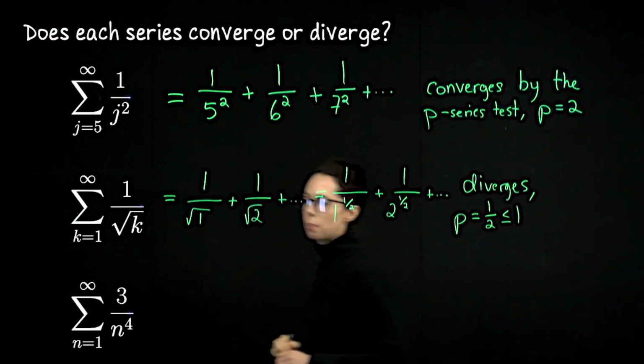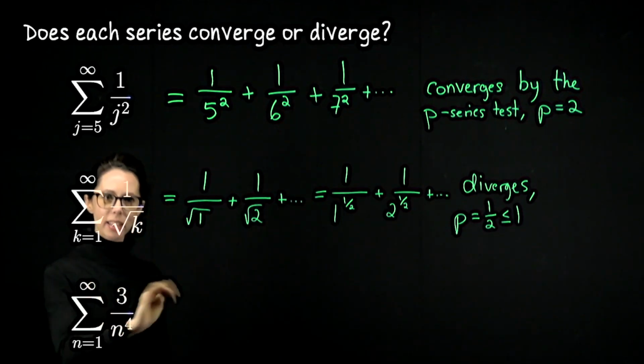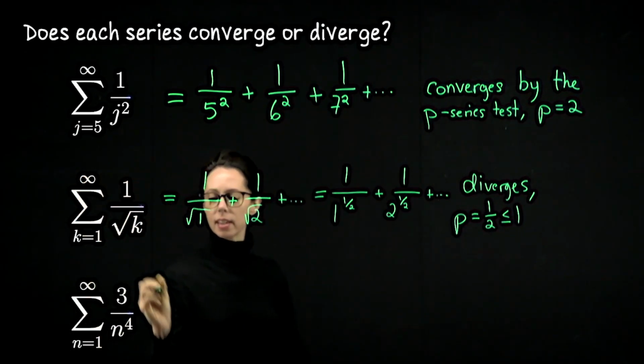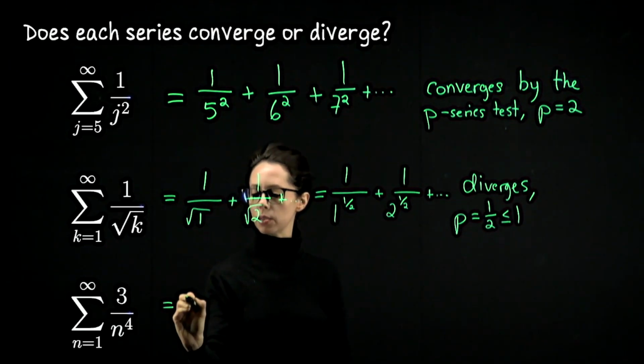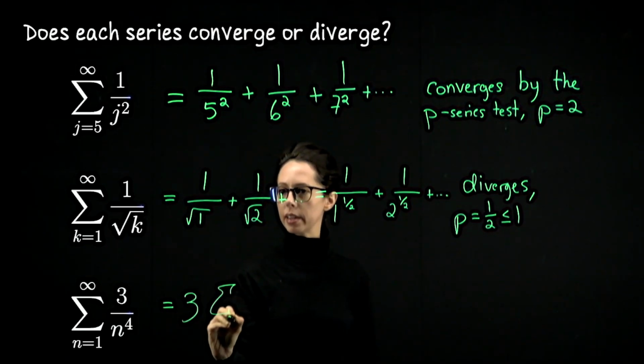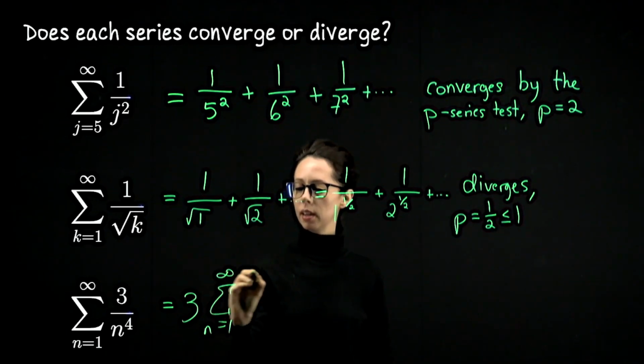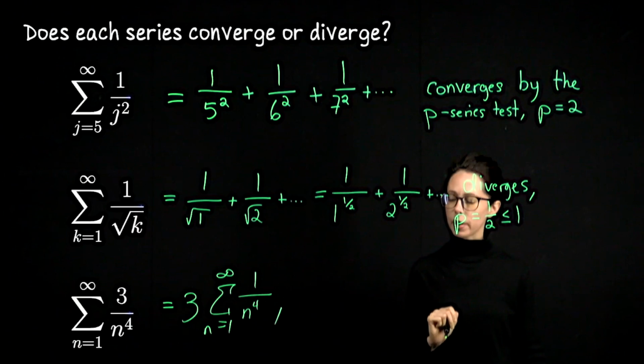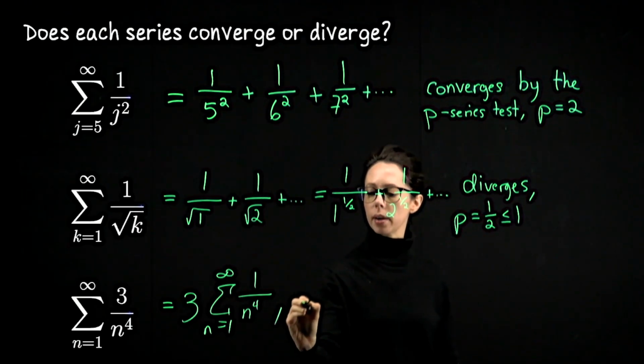For this third example, this is pretty much written exactly as a p-series. I just put a coefficient or a constant of 3 in there. That doesn't affect the convergence. This is really 3 times the convergent series from n equals 1 to infinity of 1 over n to the 4. This converges immediately. We see that because this is a p-series with p equal to 4.